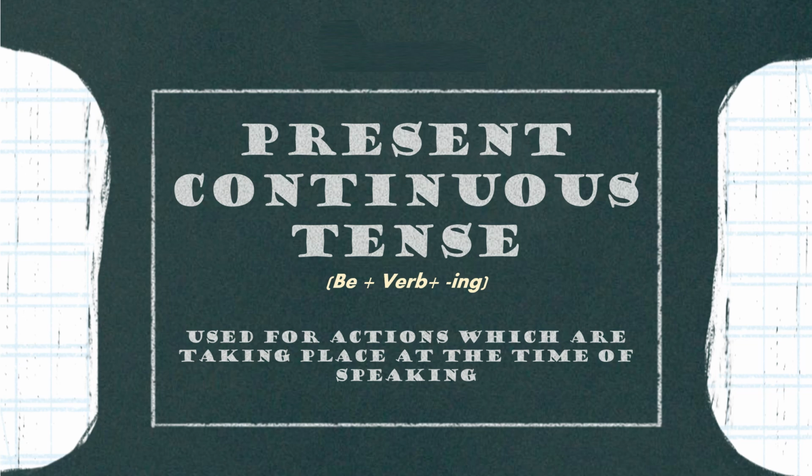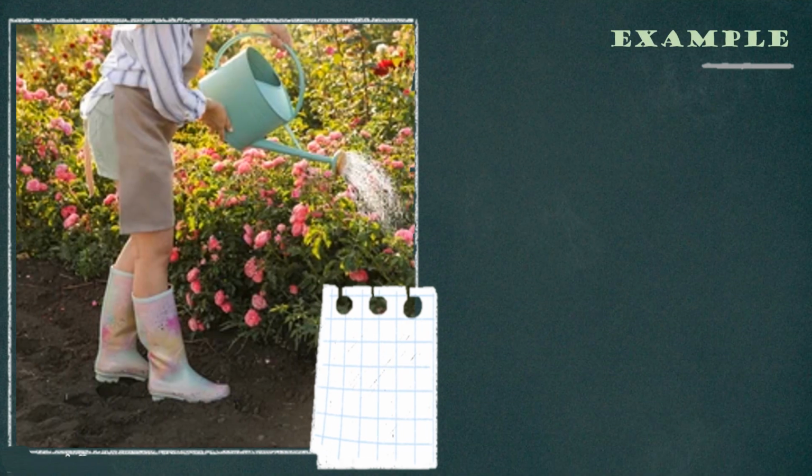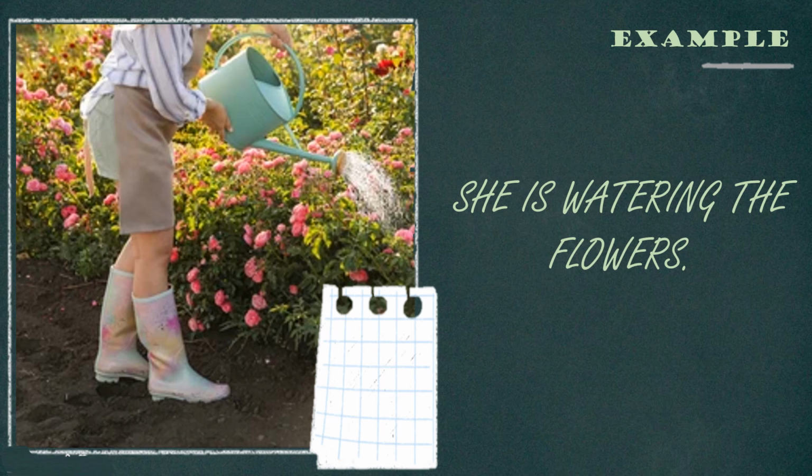Next we have present continuous tense. It is used for actions which are taking place at the time of speaking. That is, they are still in process while the action is spoken about. We write it in the following form: be plus verb plus ing. The example: she is watering the flowers. So when the statement is being said, we see that the action is still in process. Is watering the flowers.